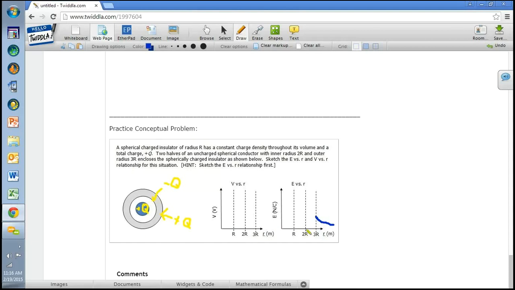Zero, right? Good. Okay, then what would the E field be between the inner surface of the conductor and the outer surface of the insulator? What kind of relationship would it be?